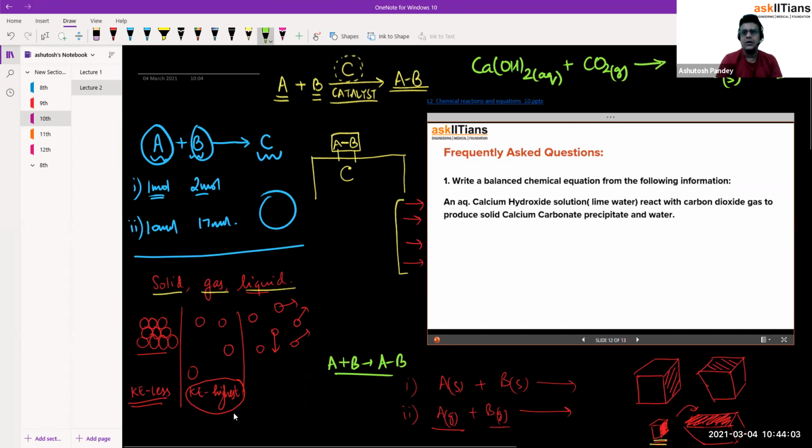Now we see only one calcium atom on this side and only one calcium atom on this side. How many carbons are there? One carbon on this side, one carbon on this side. Now oxygen: we have 2 and 2, 4 oxygens on this side, and 3 and 1, 4 oxygens on this side. Then 2 hydrogens on each side. So it is already a balanced chemical equation. I hope that you got it. So like this we can write.